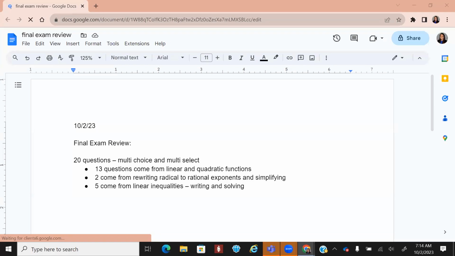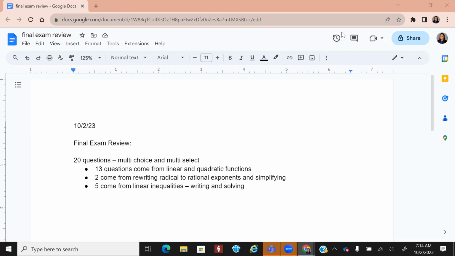So tomorrow is your final exam. Okay, tomorrow is your final exam. Here is the breakdown of it. It's 20 questions. They're multiple choice or multi-select. Okay, so those are the two different types of questions that you might see.